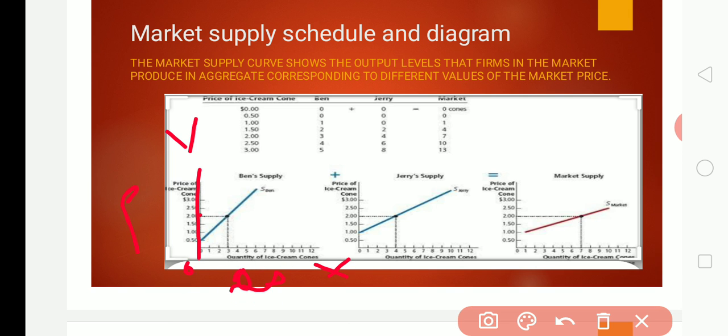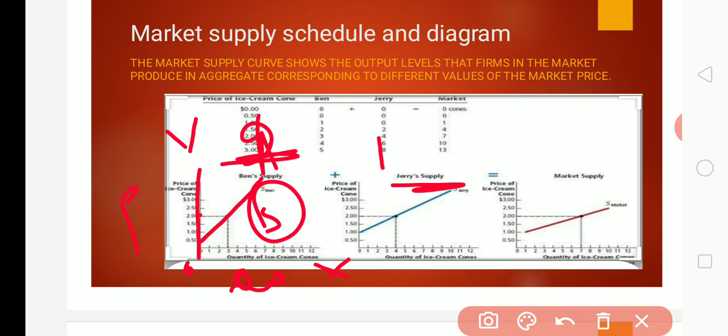According to the variable, if you keep the numbers here, what is the curve you are getting? That is the supply curve. This is an individual supply curve. Ben's supply is an individual supply curve. Jerry's supply curve is an individual supply curve. This is firm 1 and firm 2.